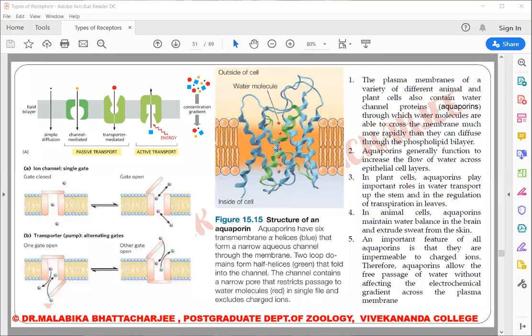You can see this is the small channel through which the water molecules, the red balls, are passing through. And these are the basic alpha helix structures of proteins. The alpha helix spans the membrane and forms a small channel in between. Through the channel, the water molecule is passing in.